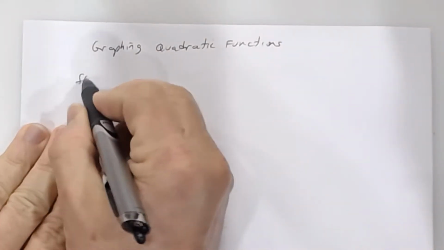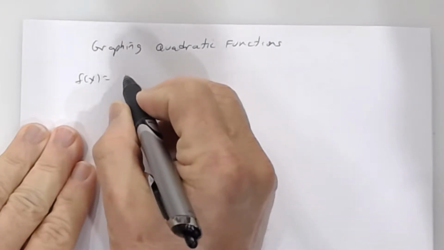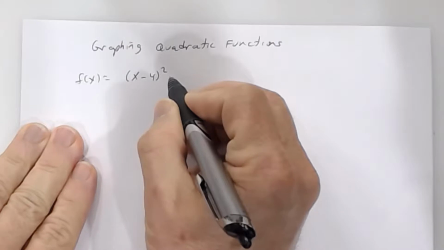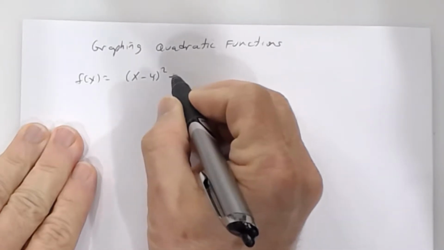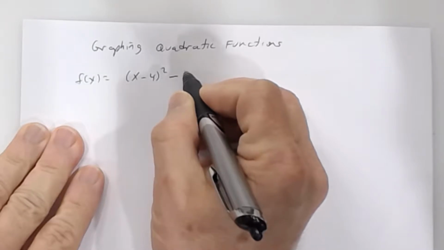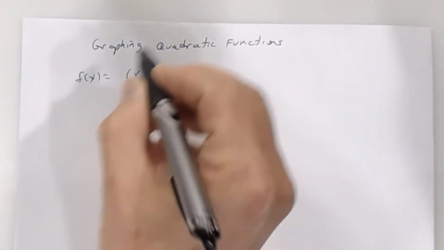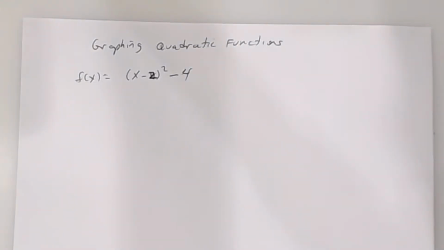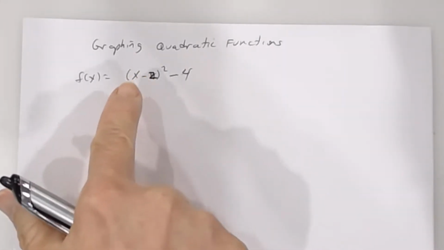So let's suppose I want to graph f of x equals x minus 2 squared minus 4. So this is a quadratic function because if you were to follow this out, you get an x squared, right?